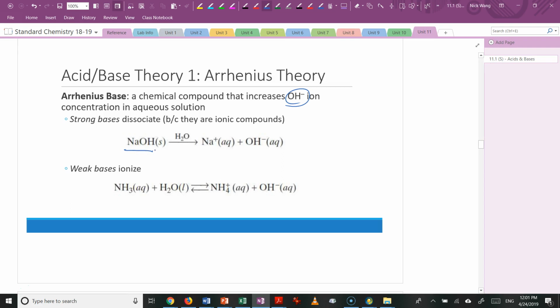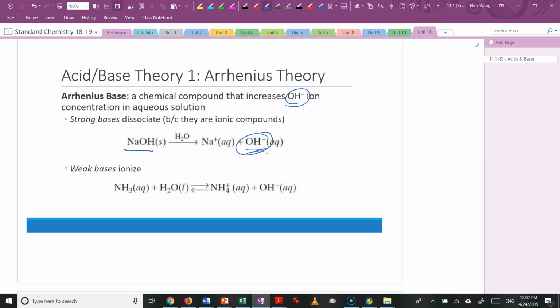This is actually true for any ionic compounds as a whole, but within the broader group of ionic compounds, we're looking at just bases. What's the key here? It increases OH-. So dissolving NaOH in a solution increases OH- concentration. Therefore, this is considered an Arrhenius base.